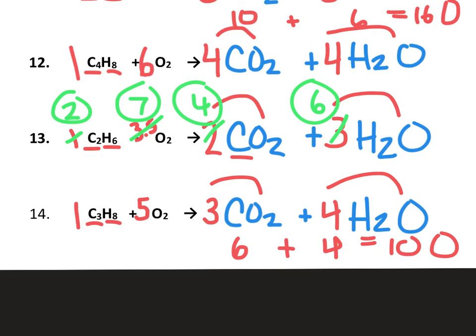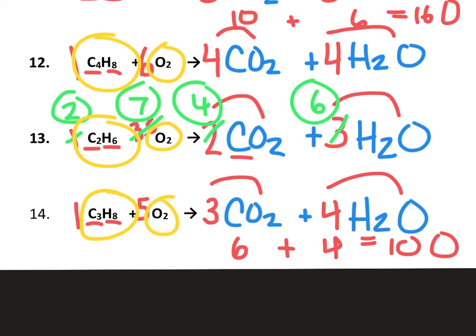Awesome. So these are combustion reactions, because if you notice, let me get a different color here to circle. All of these are hydrocarbons, C's and H's, and they all react with oxygen. If they all react with oxygen, then they always make these 2 products, carbon dioxide and water. That's what combustion is.